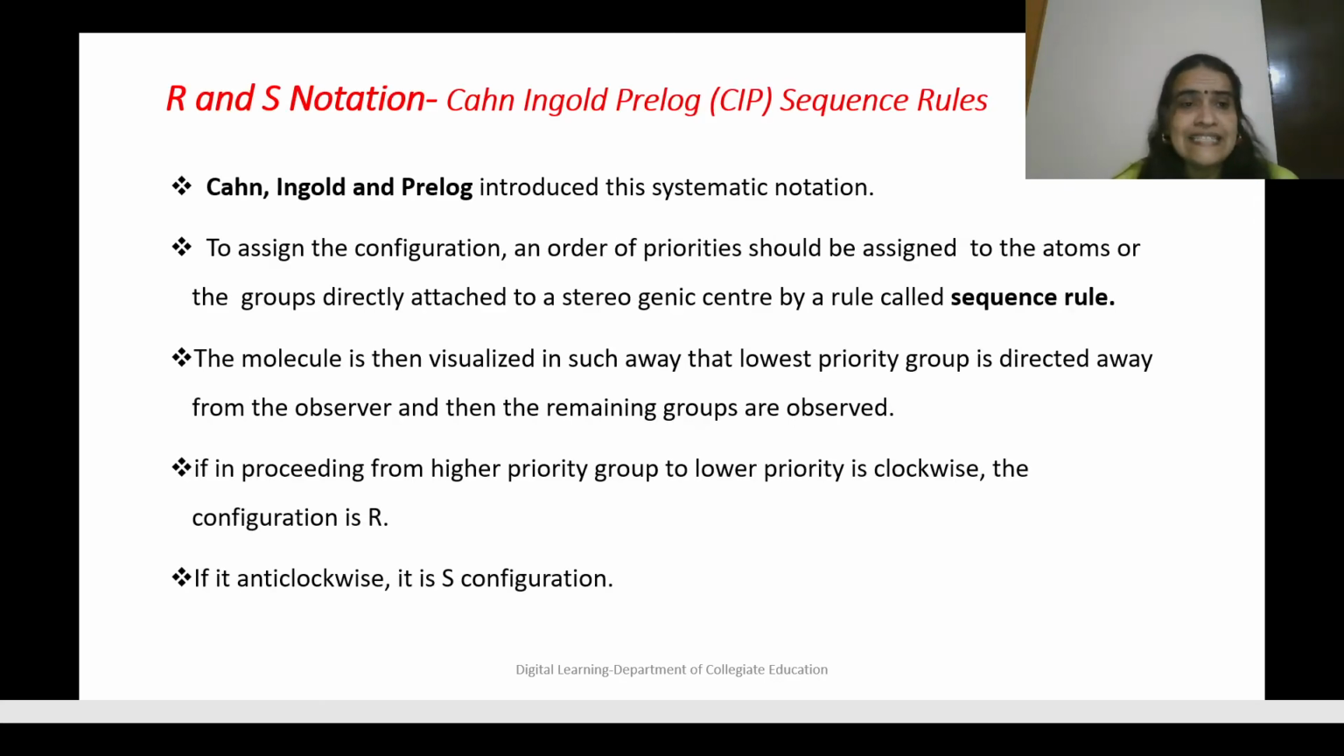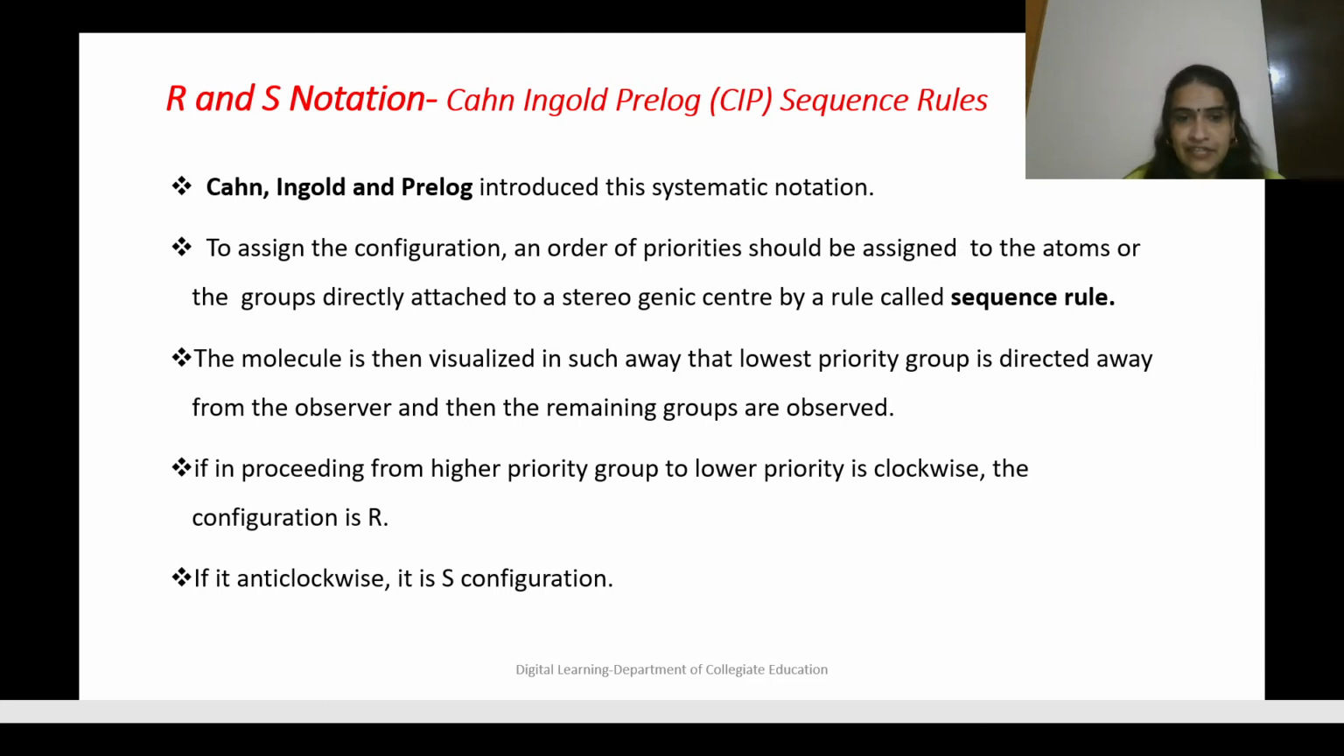Now coming to the next pattern of nomenclature, R and S notation. To determine the configuration, we follow this system also. This is given by three scientists called Cahn, Ingold and Prelog. So the system itself is named the Cahn, Ingold, Prelog sequence rule based notation, that is R and S notation. So Cahn, Ingold and Prelog introduced this systematic notation.